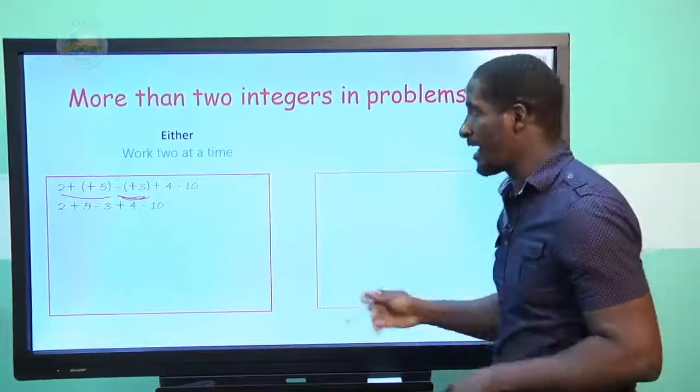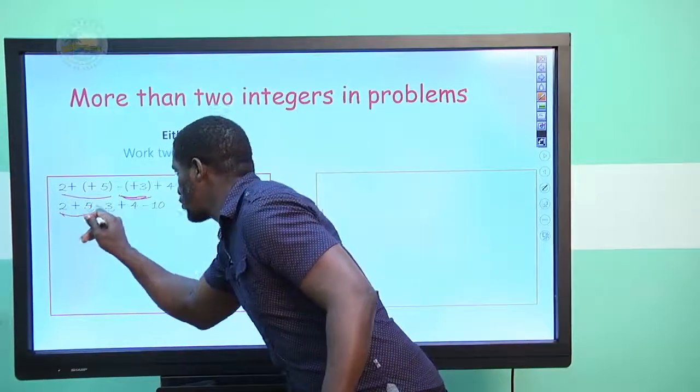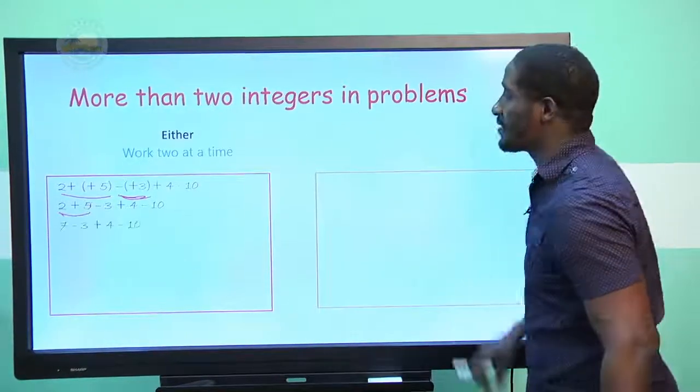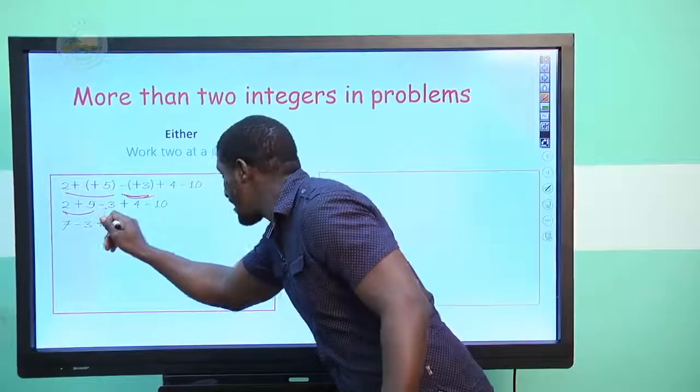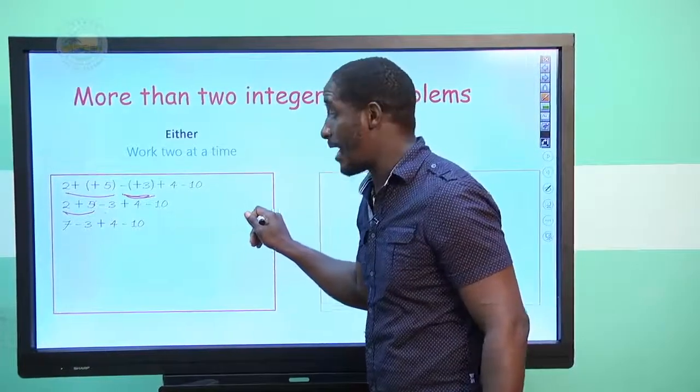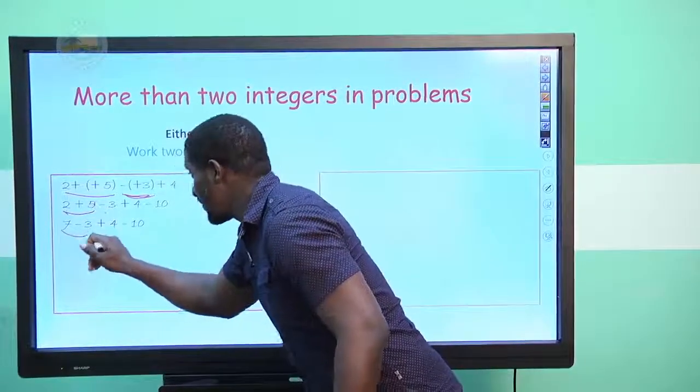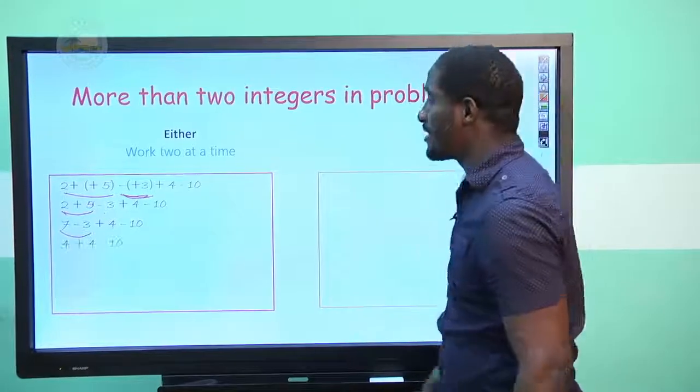We go and work again. Here, working these 2 numbers, 2 plus 5 is 7. We write back everything else that comes after. Working 2 numbers again. 7 minus 3. 7 minus 3 is 4.